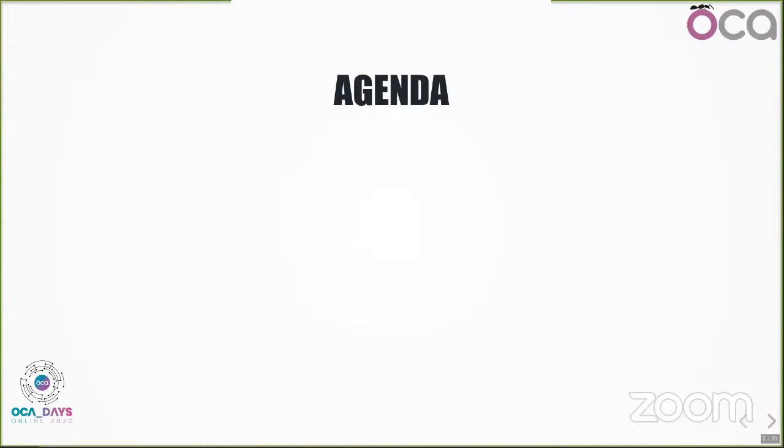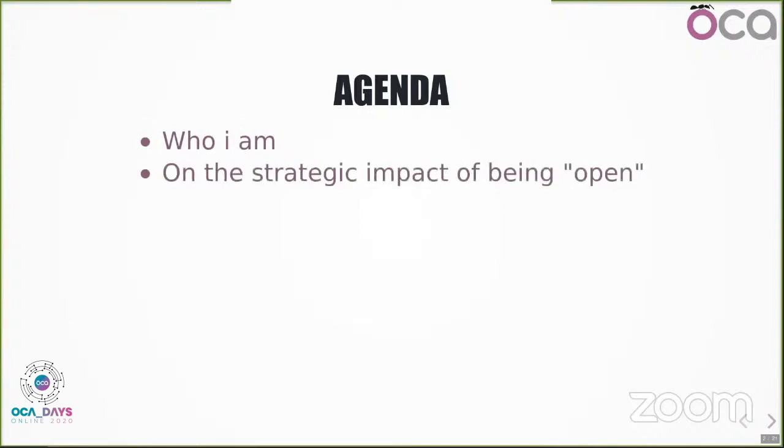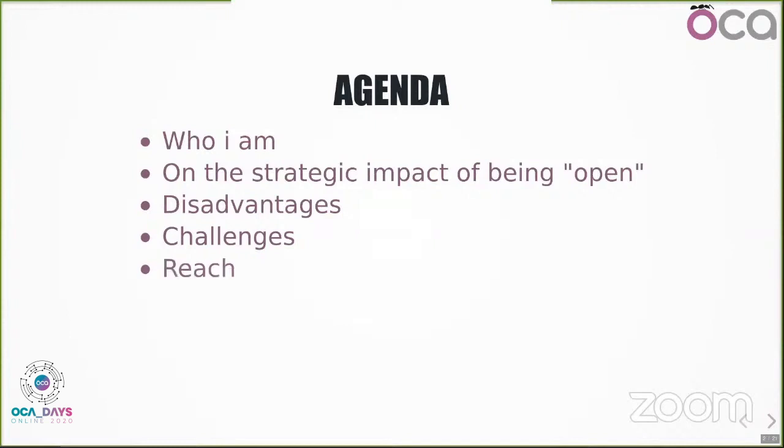So now for the agenda, I'd like to give you a short introduction onto who I am, then on the strategic impact of being open, then, of course, an open source centric development process, as some of you might know, may come at some disadvantages. There are also, I think, some challenges that you have to face while adopting an open source first citizen development approach. Then there is also a strategic impact, which I try to summarize under the term reach. And of course, there is also always a trade-off between agility and majority in your development process. And I think that is a reason why some people don't do too much open source centric development.